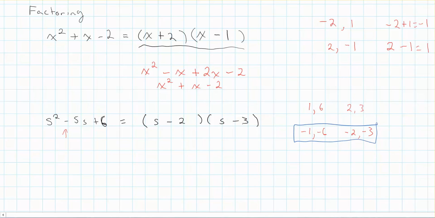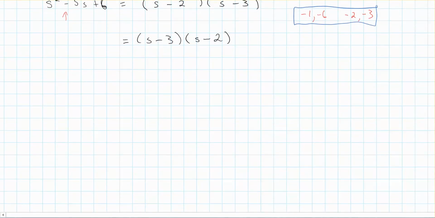Now, one other thing I maybe should point out here, hopefully this is something you are all aware of and familiar with. I don't have to write it as s minus 2 times s minus 3. I could, of course, write it as s minus 3 times s minus 2, and those are exactly the same answer, because multiplication doesn't care about the order you write them in.